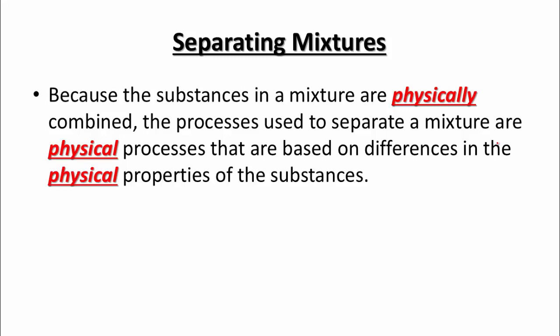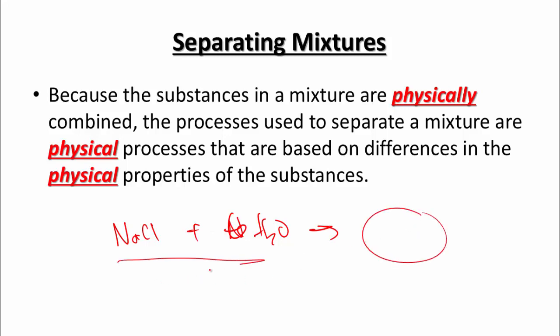So, separate a mixture. For example, if I have sodium chloride and water, H2O, and I mix them together, I'll have salt water. I'll have a mixture of the two things. I literally take the two things and mix them together, and now I have a mixture.